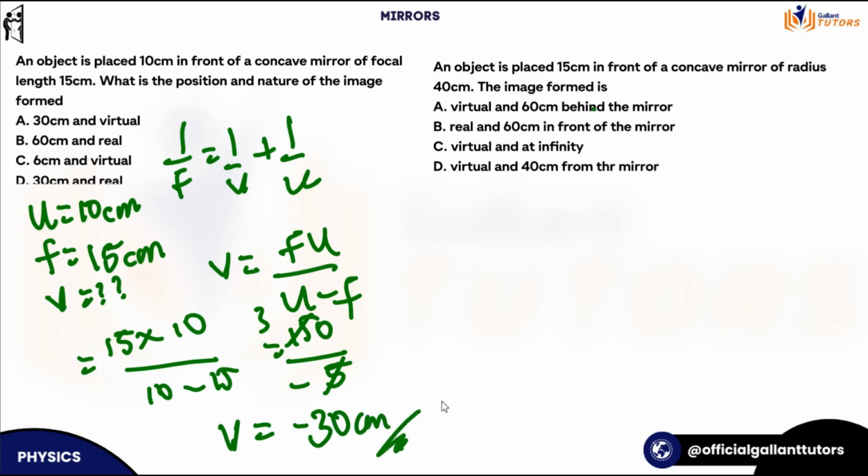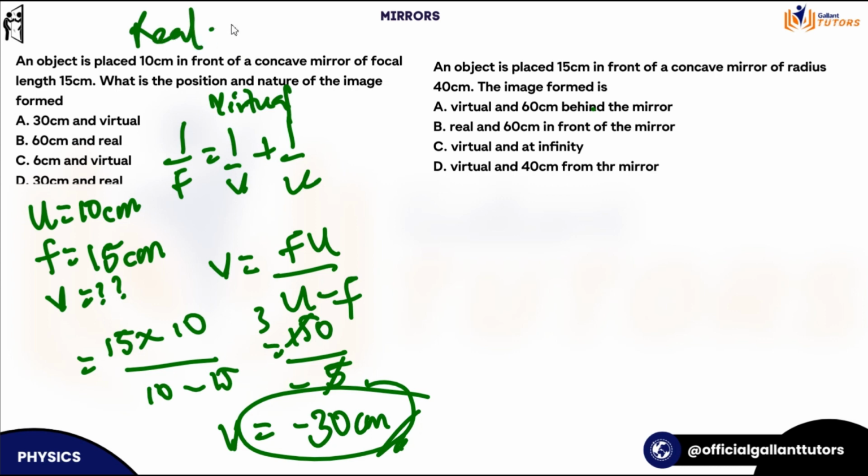So what does this tell you? It means that this image formed is a virtual image, because all real images are positive. So this is a virtual image. So what's the correct answer here? 30 centimeters and virtual. Very, very simple and straightforward.